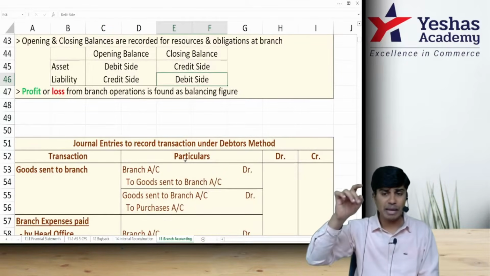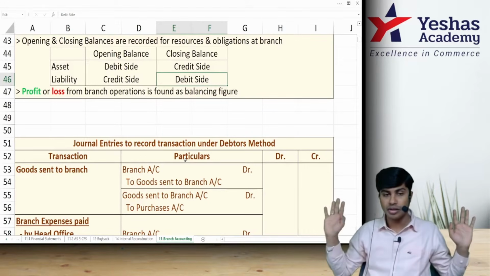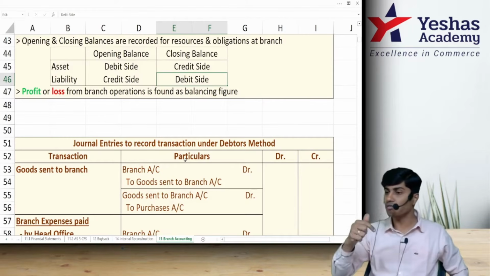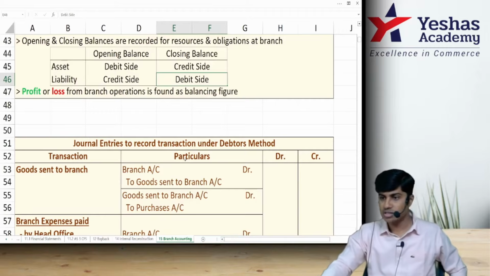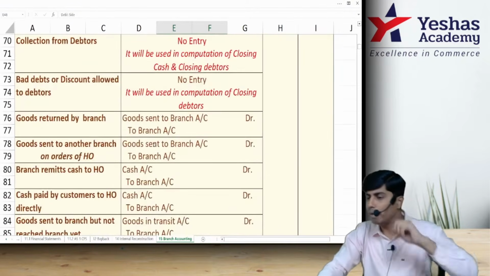If the transaction is happening between branch and third party, head office will not do accounting. This is because accounting is done for the branch but by the head office. This is the debtors method. I can discuss journal entries, but I'll keep it pending for now.